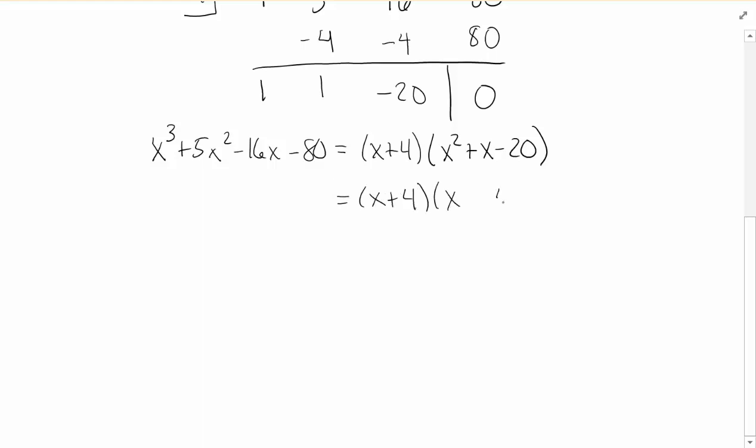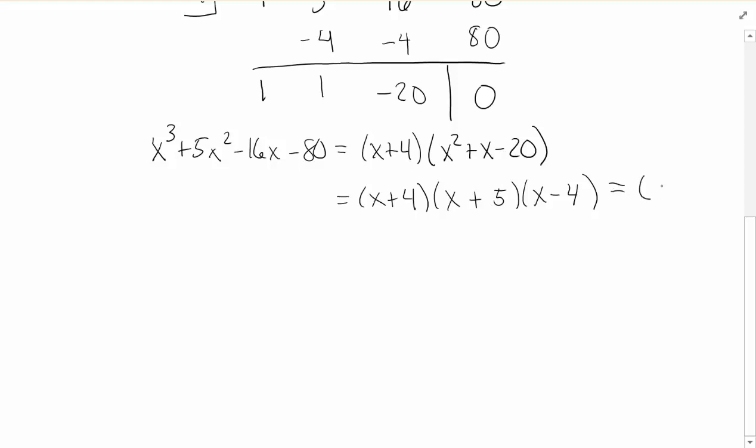Now I'm going to try to factor that quadratic, and I think it's going to be something with a 5 and a 4. I'm going to go with plus 5, minus 4. See if that worked: x squared minus 4x plus 5x. Yep, that gives me a positive 1x. And plus 5 times negative 4 gives me the negative 20. Cool, so this is my polynomial all factored out.